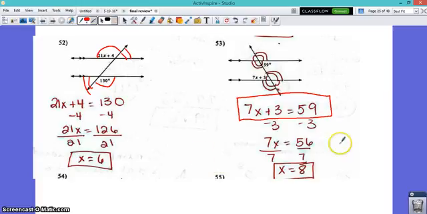Because all you're trying to do here is find the x. Now, if you take this 8 and plug it in, 7 times 8 is 56, plus 3 is 59. So this is equivalent to that.